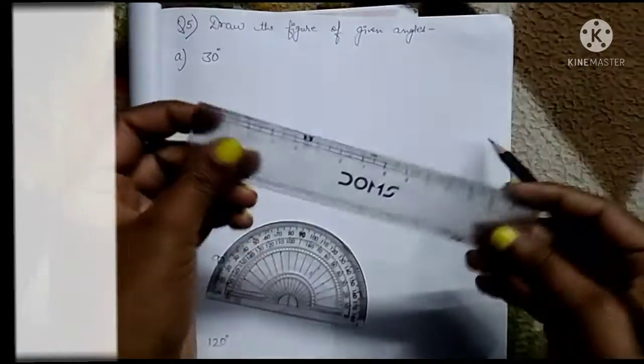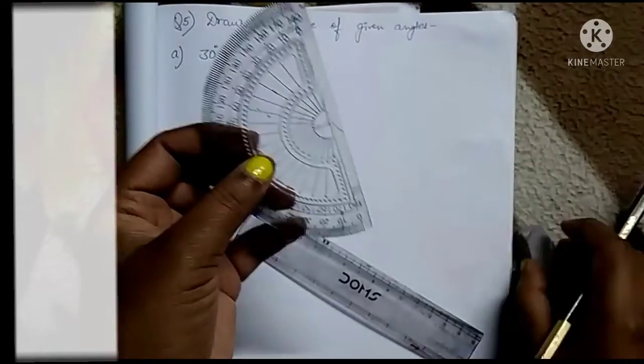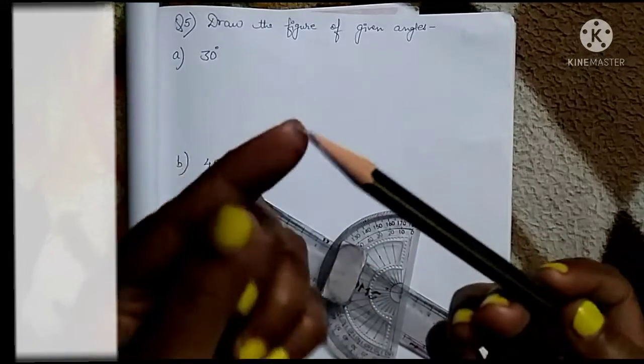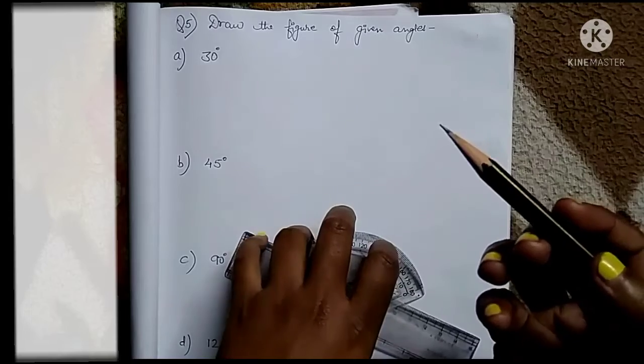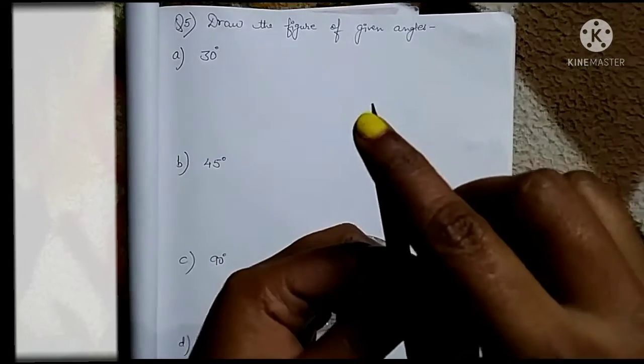You need a scale, a protractor, an eraser if needed, and a sharp pencil. If we take a blunt pencil, then the measurement differs from the actual measurement. So when you take a pencil, it should be sharp.